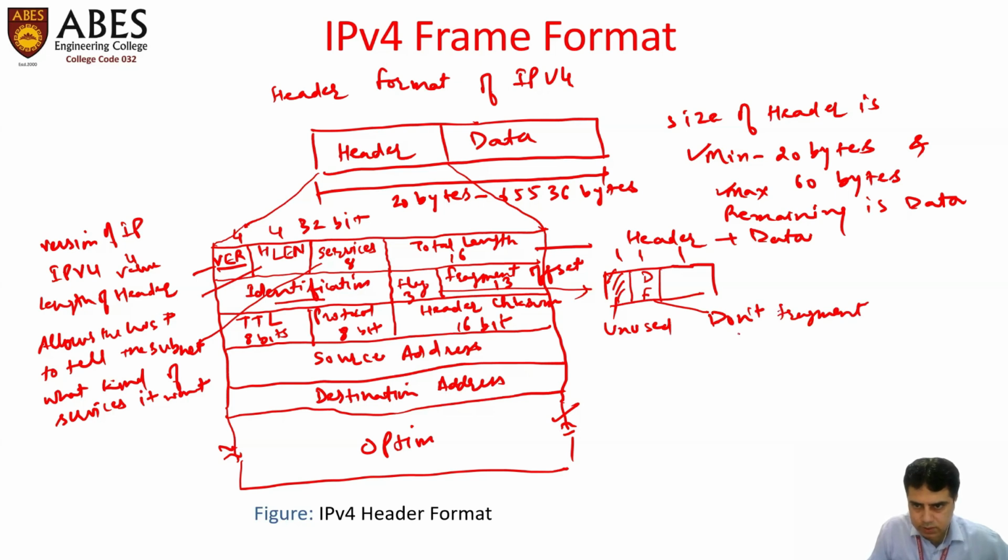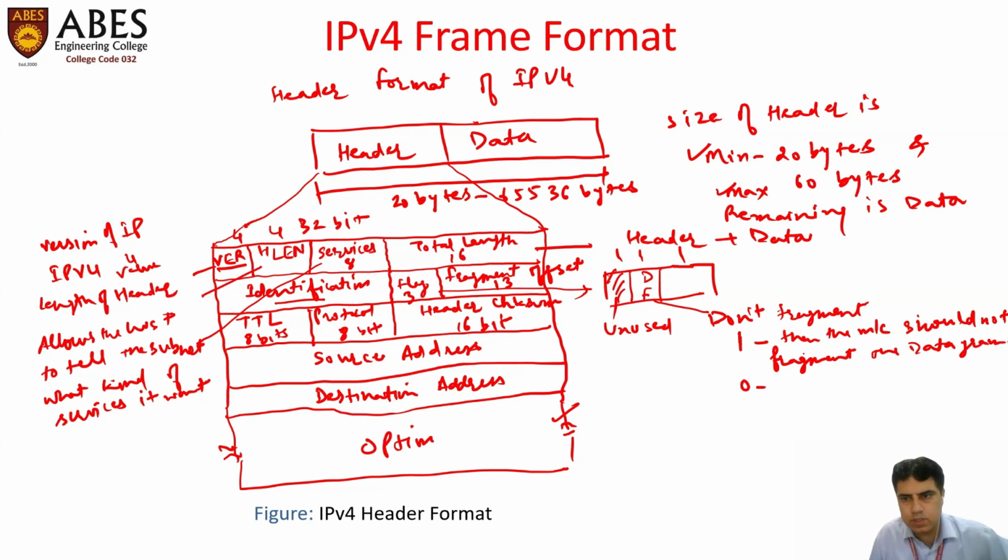If this bit is 1, it represents that the machine should not fragment the data. If this is 0, then the machine should fragment the datagram.